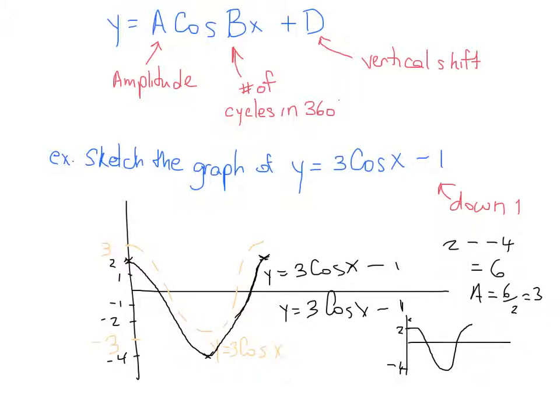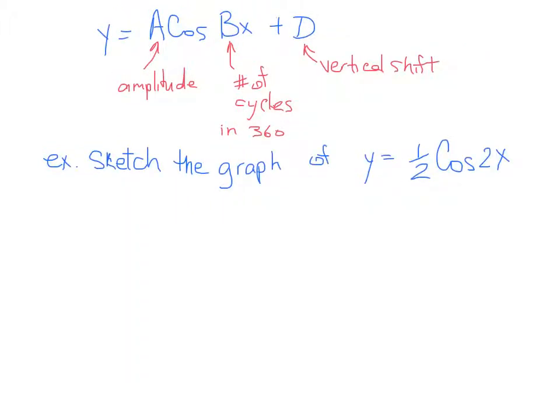All right, so let's move on to one more thing. Let's move on to our B. Okay, so in this example, the amplitude here is 1/2, or number of cycles in 360 is 2.